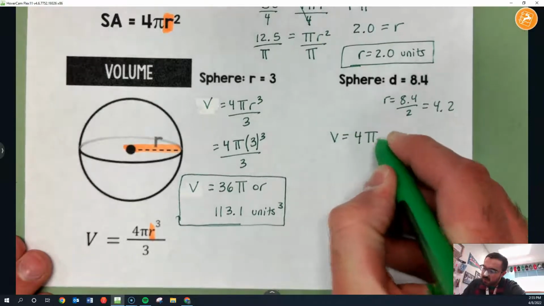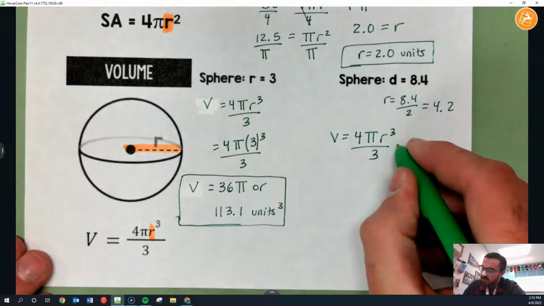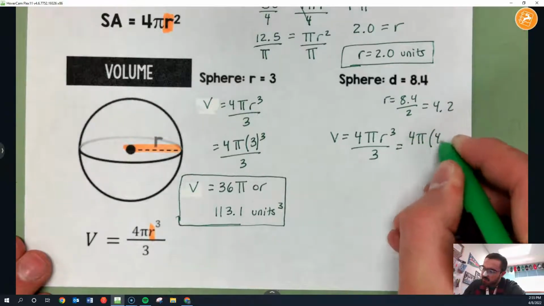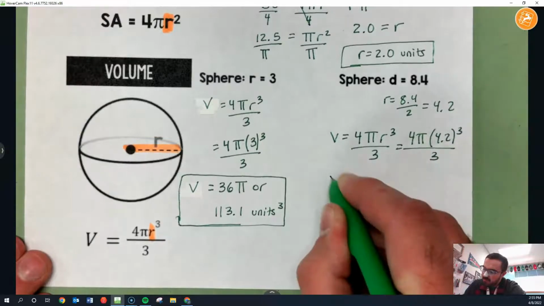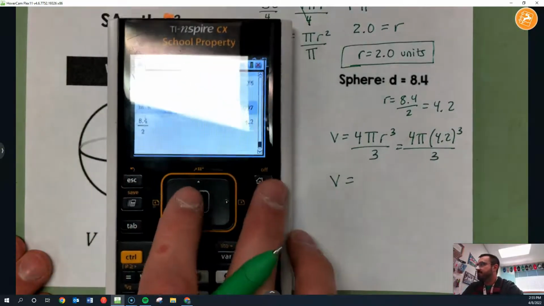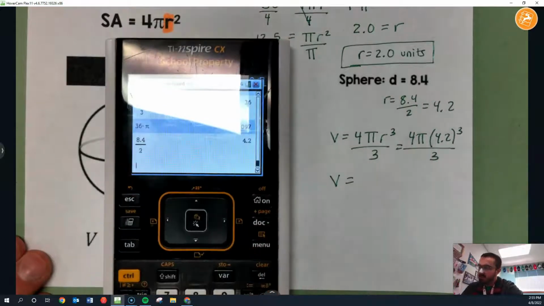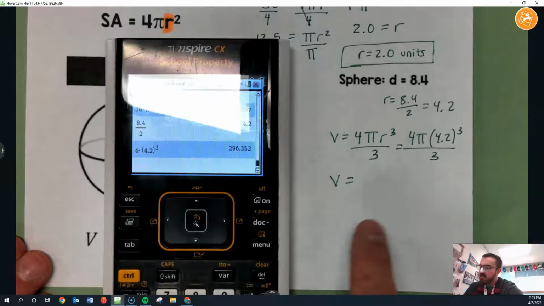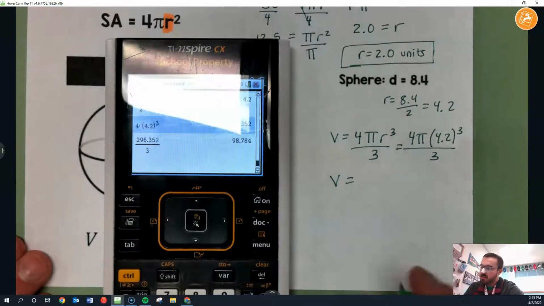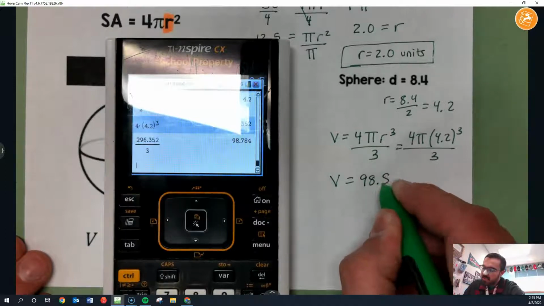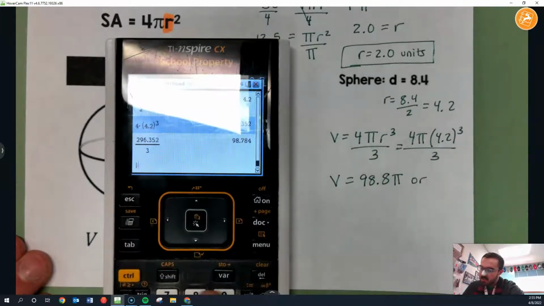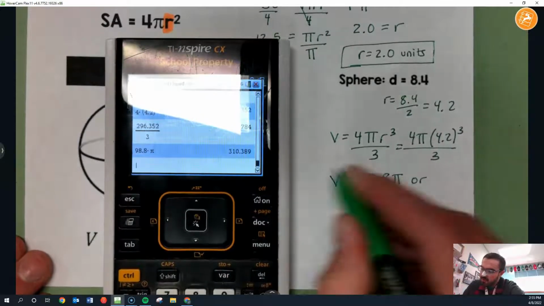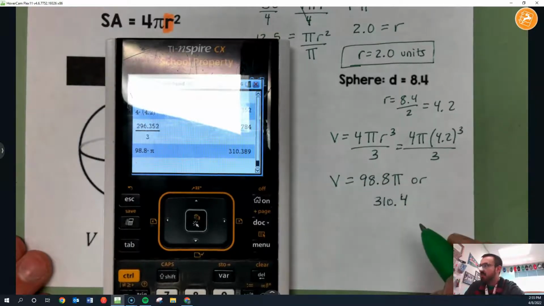Volume equals 4 pi r cubed divided by 3. Let's see what that becomes. So 4 pi 4.2 cubed divided by 3. Okay, so let's see what that's going to be in terms of pi. Again, I'm not going to use pi yet. I'm going to do 4 times 4.2 caret cubed. Notice how that is exactly what I have on top. Then I'm going to divide that number by 3. So I would get 98.8 pi, or let's see what that is. When you multiply it by pi, I'm going to get 310.4, because the 3 is going to round to 4 because of the 8.